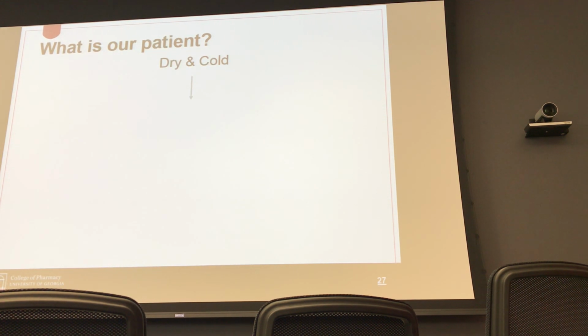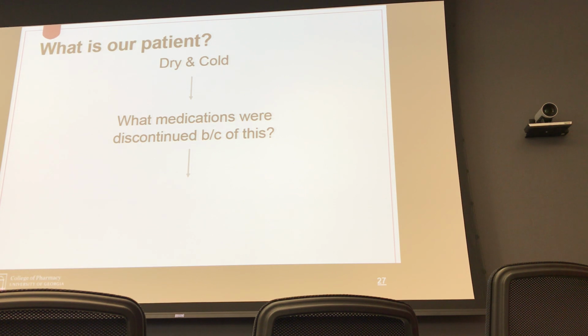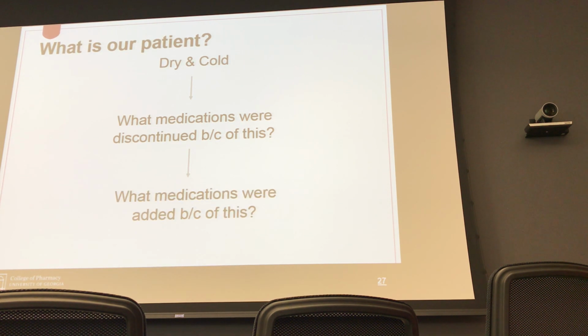All right, so skip ahead a little bit. Our patient is dry and cold. We agreed on that. What medications were discontinued because of this? When he was dry and cold, what did we take off of his home med list while we were acutely managing him? Metoprolol. Yeah, we took off metoprolol. I thought he was on one other one. Yes, he was on an ACE inhibitor too. Remember, he's got AKI. And again, he's cold, so we probably don't want to continue something that's reducing his blood pressure. What medications were added because of this?